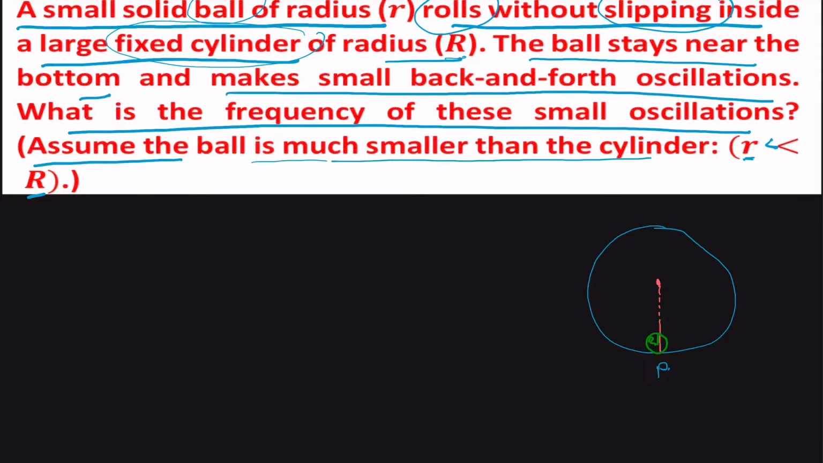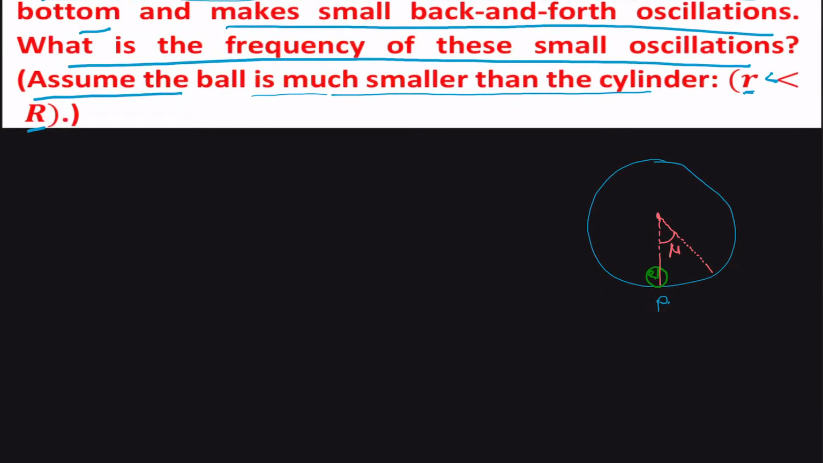And we assume that it moves by a small angle, and let us call this angle mu. Okay. Therefore the radius of this bigger cylinder is capital R and the radius of the smaller cylinder is small r. So the center of this smaller cylinder will be at a distance of R minus small r. But here we are going to use the approximation that is given to us.